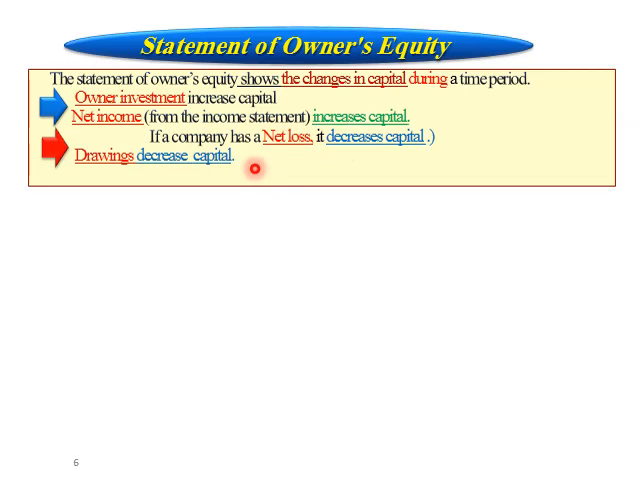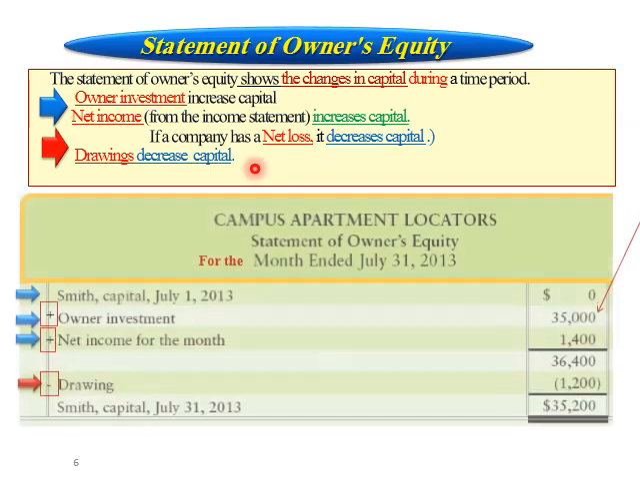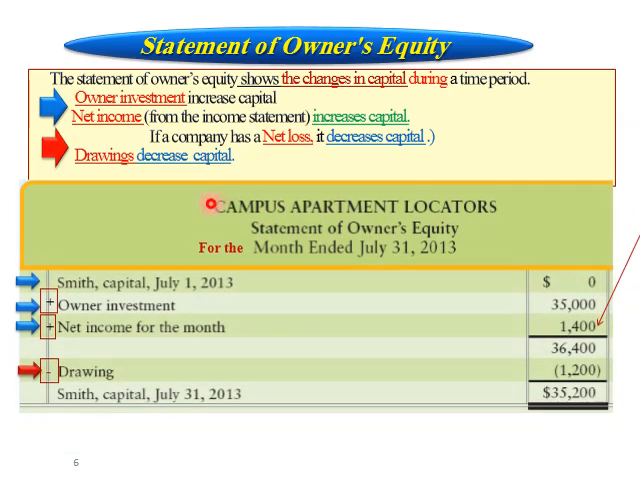And the statement will take the following shape. This is the Campus Apartment Locator statement of owner's equity for the month ended July. Did you realize the three lines before the statement? And we have here 1400 that comes from the previous statement, the income statement.